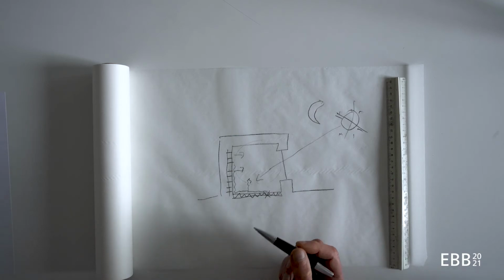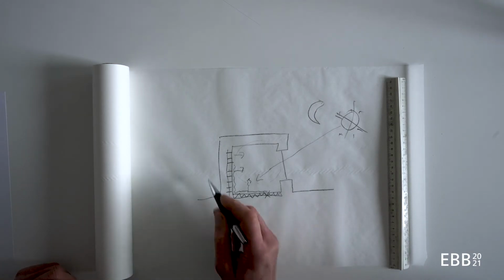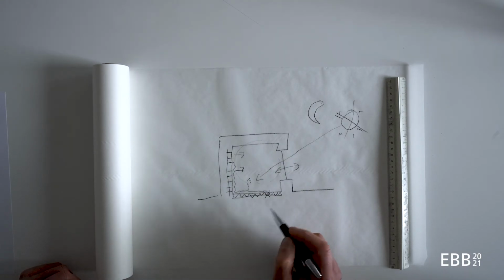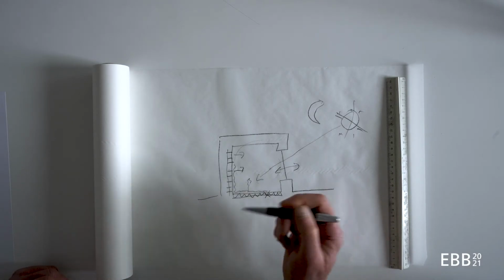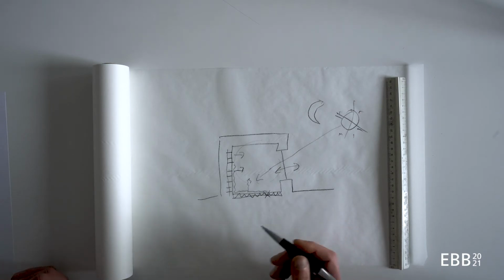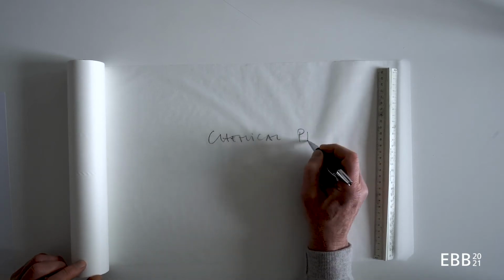If you want to, for example, start your heating system, then you want quick reaction to the impact of the heating system. But if you want to use daytime heat at night, then you need materials with a high storage capacity. So the third sector is chemical properties.